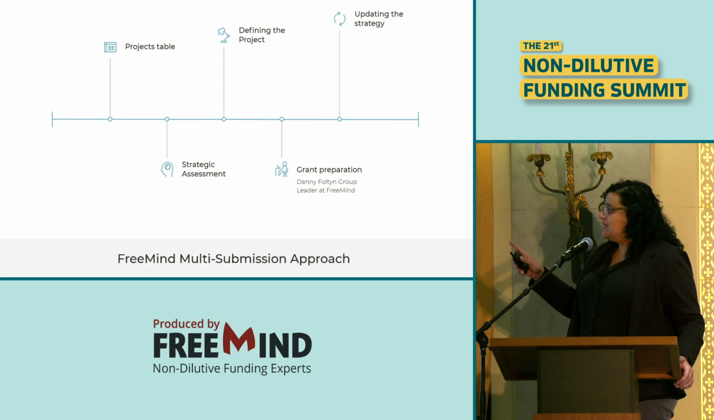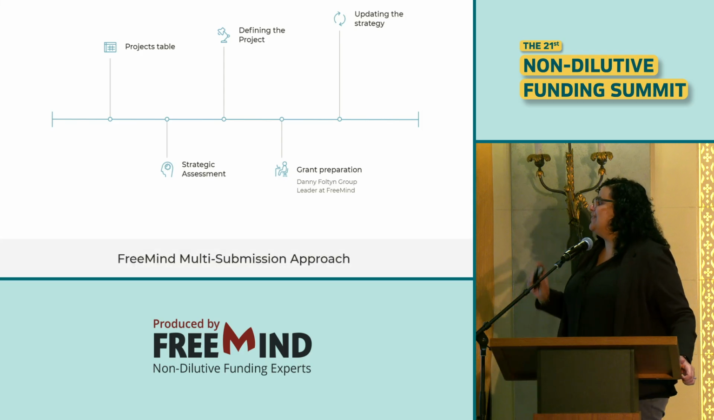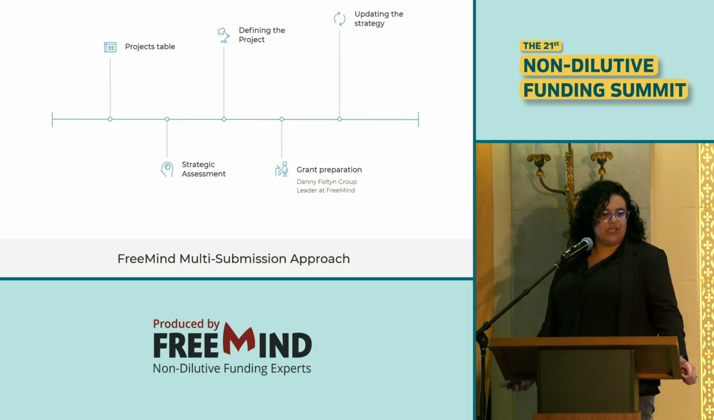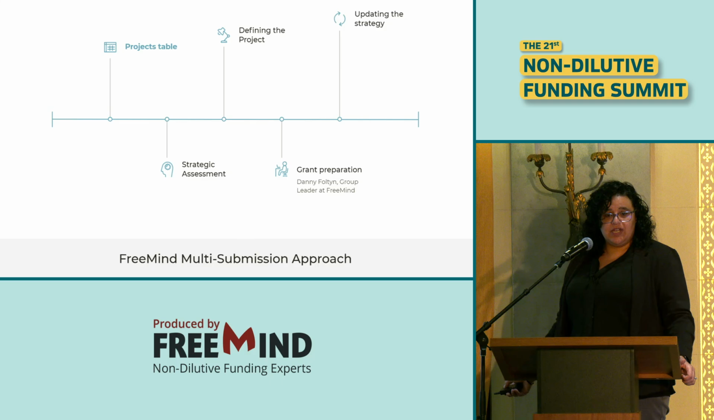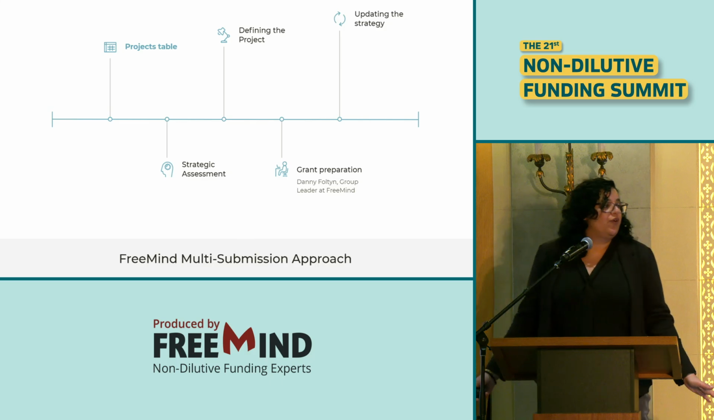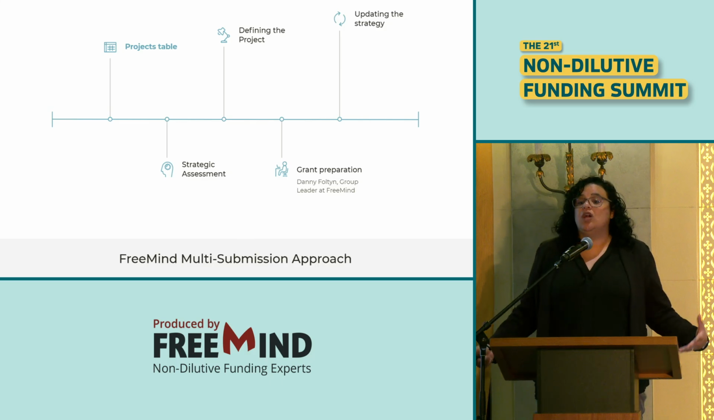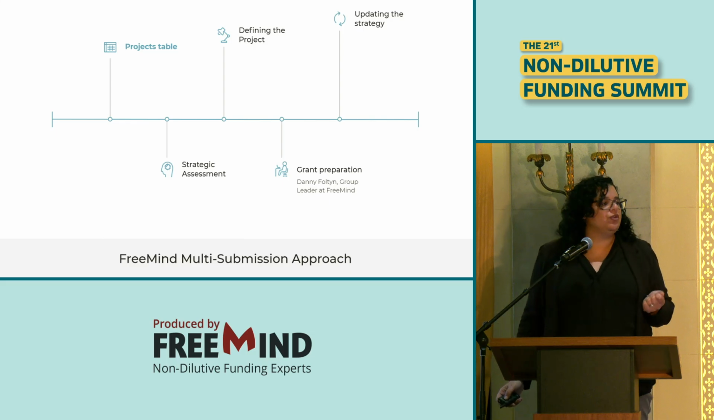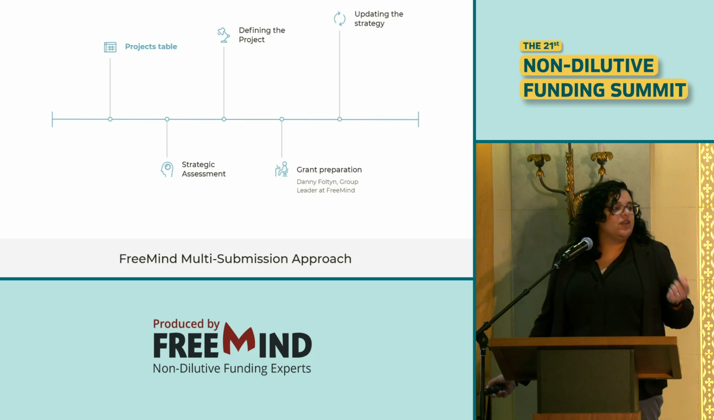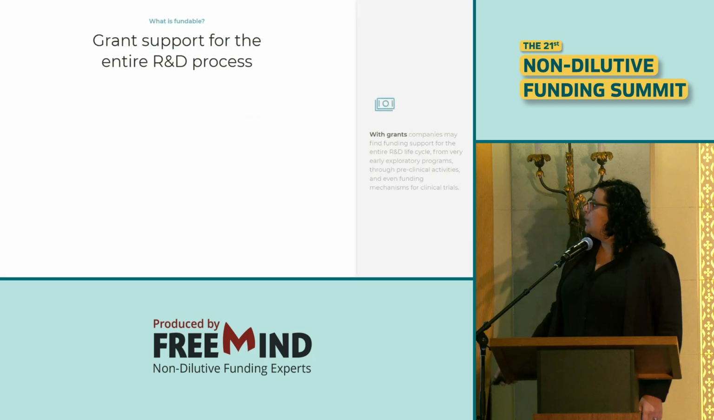So this basically builds the FreeMind multi-submission approach. The way we do it, we start with the projects table, because first we want to know what your needs are. And for you to know what to put on your projects table, you need to understand what is fundable. What can you get funds for?